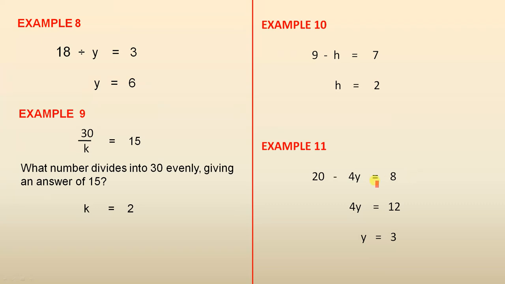And the last example, 20 take away 4y is 8. Now, you have to take something away from 20 to give you 8. Well, the thing that you take away, which is 4y, has to be 12. Of course, we know that 20 take away 12 gives us 8. So the 4y must be 12. And here we go. y equals 3, because you know from your times tables that 4 3s are 12. So y equals 3.